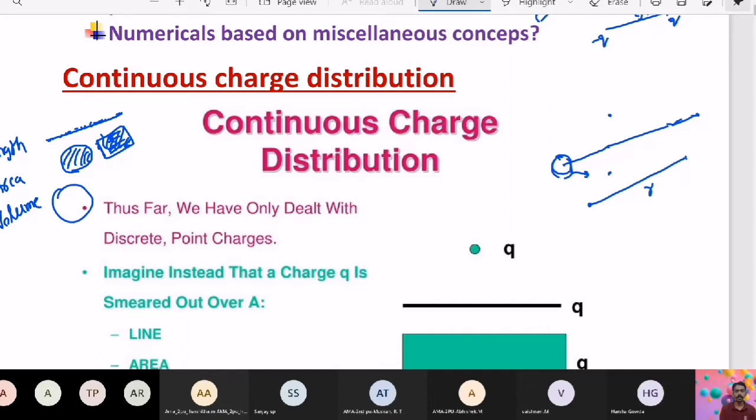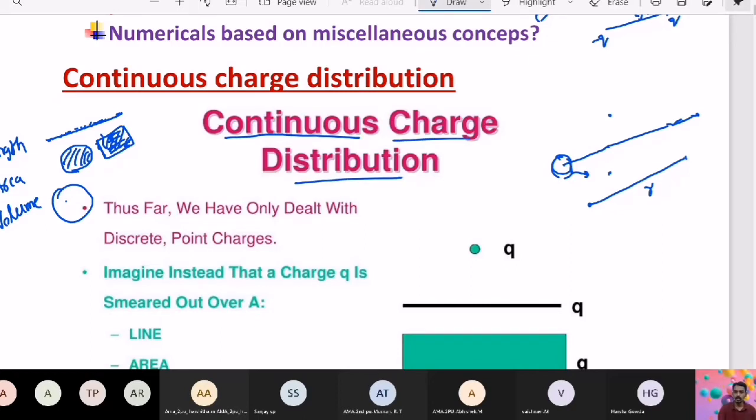A sphere means what will be there? Volume will be there. So over a volume. The charge can be distributed over length, area and volume. In that case, the charge is not located at one point. The charge is distributed over many points together, as a length, as an area, as a volume. Then we call it continuous charge distribution.